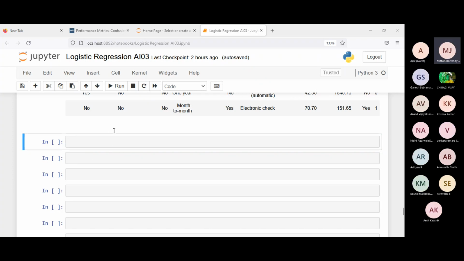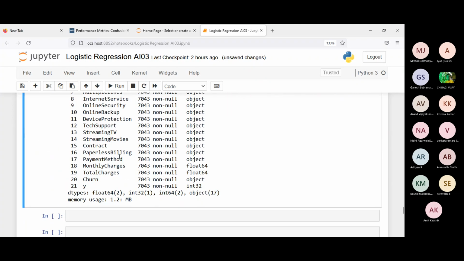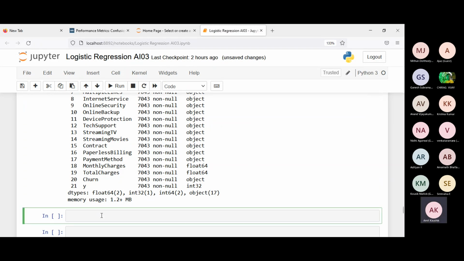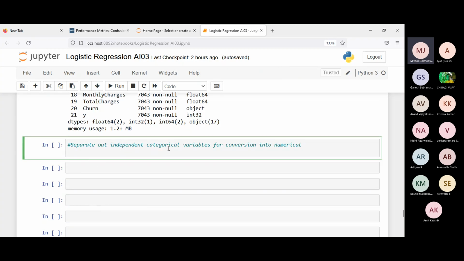We have transformed. Okay, let's just do a df.info very quickly. We have the y variable, which is integer. We can go ahead and work with the y variable. Now, what we need to do is basically separate out the independent categorical variables for conversion into numerical. Ganesh, since you are asking me this question, this is what we are going to do. We will be separating out all the independent categorical variables, string data or categorical variables, so that we can convert them into numerical.